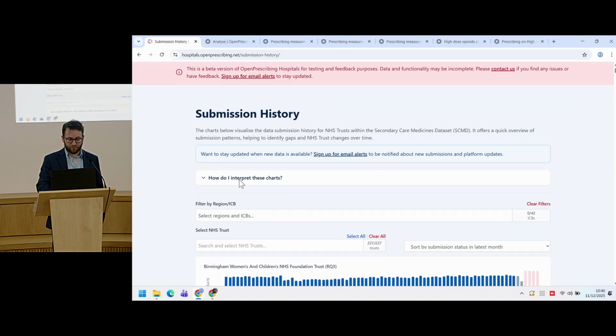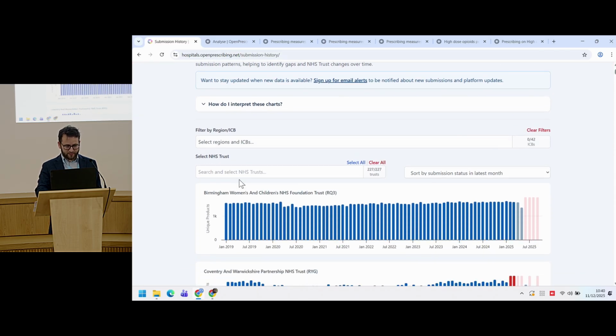And when you're doing research or when you're drawing any conclusions from any data and looking at results, it's really important to know where the gaps are and what might affect your results. So we can use this trust here as an example, Birmingham Women's and Children's NHS Foundation Trust. So this is the one that appears at the top.